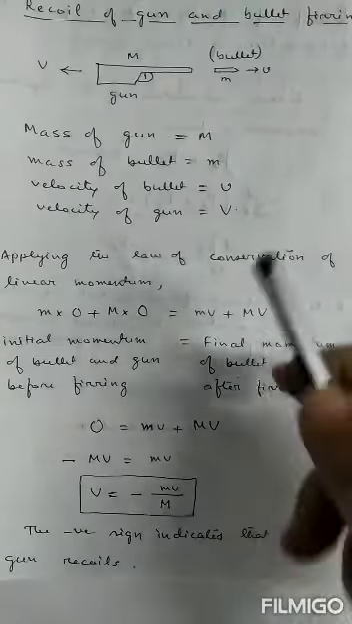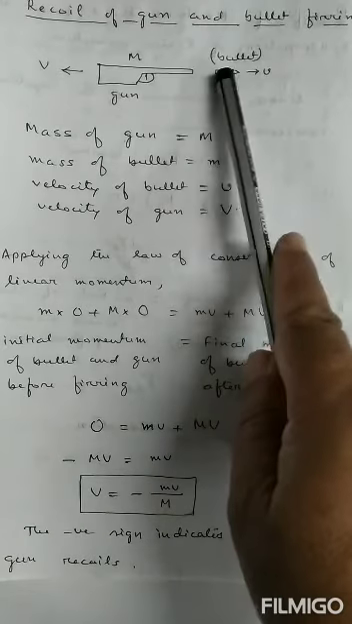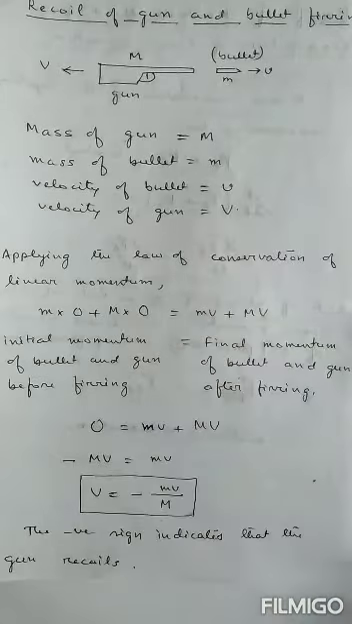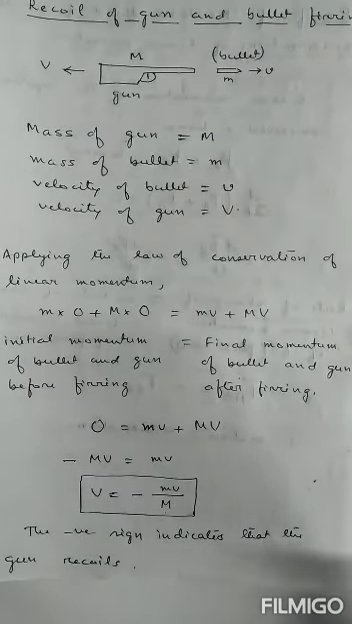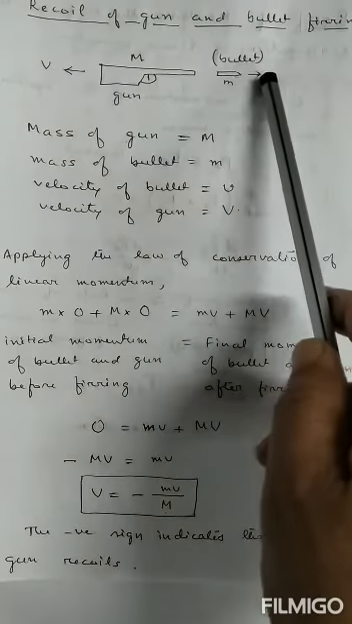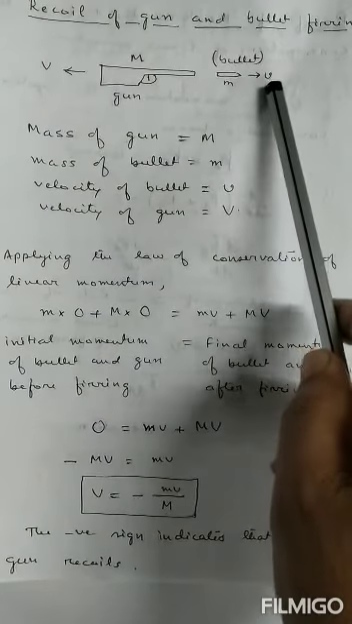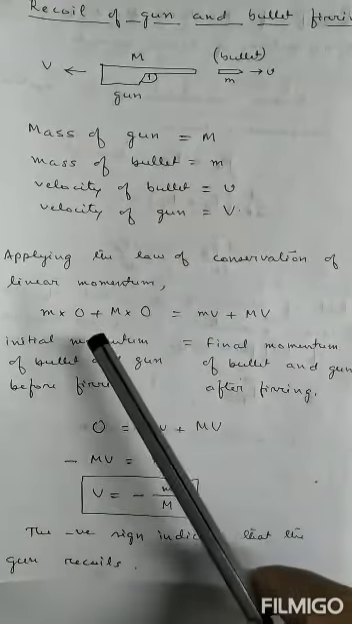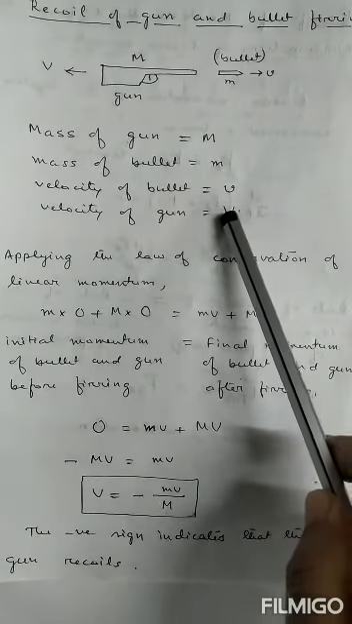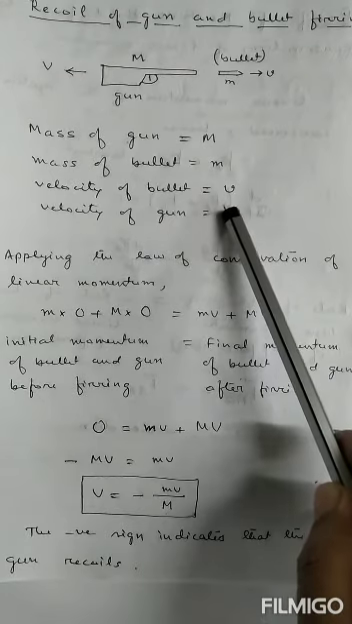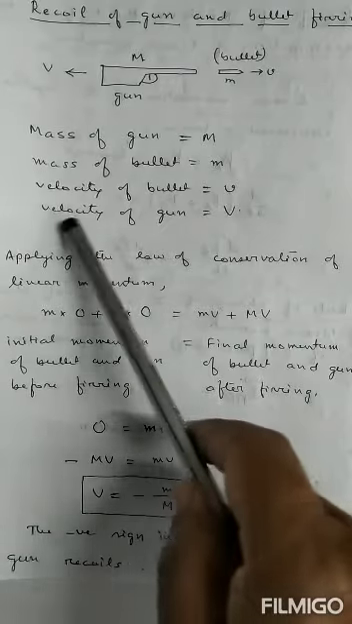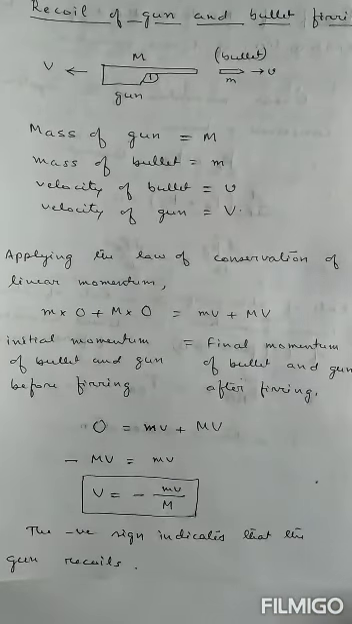When we fire the bullet, what happens? The bullet moves in forward direction with velocity small v. So this is the final velocity of the bullet. Let capital V be the velocity of the gun. We have to calculate in which direction the gun moves.